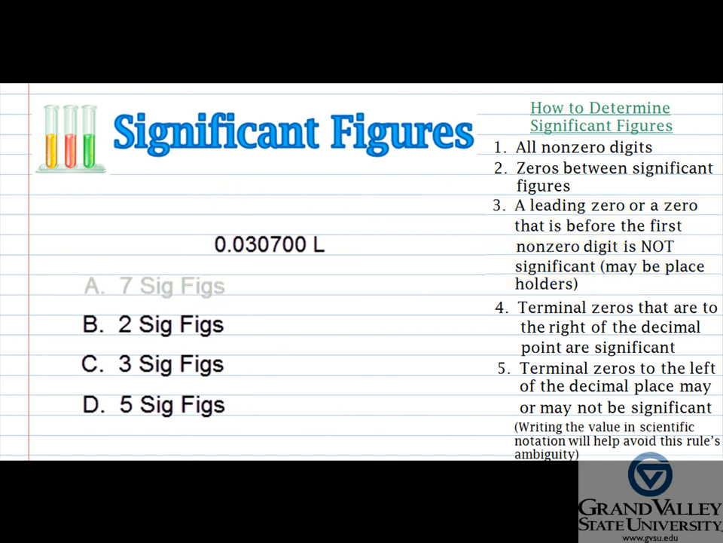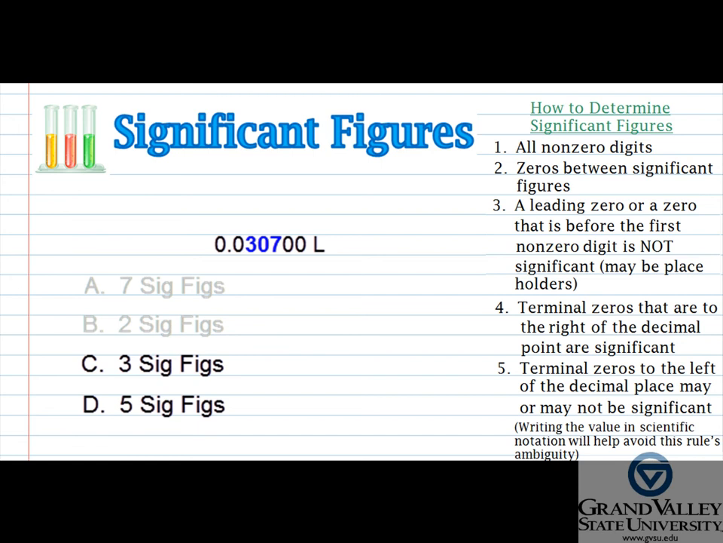Option B states that there are two significant figures present. According to Rule 1, all non-zero digits are significant, therefore, the 3 and the 7 are significant. However, keep in mind that there are ways for zeros to be significant figures. According to Rule number 2, zeros between non-zero digits are significant. Therefore, the 0 between the 3 and the 7 is significant. This causes option B to be incorrect.